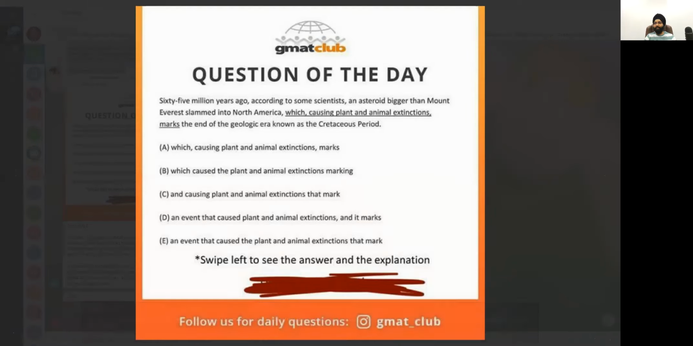Structurally, for it to refer to an event is difficult, because an event is just a modifier for the previous clause. And now you're starting an independent clause, which starts with the subject as it. So structurally, the sentence is: this asteroid slammed into North America and it marks the end of the geologic era. That's the main sentence, and in between you have a modifier, that's fine.